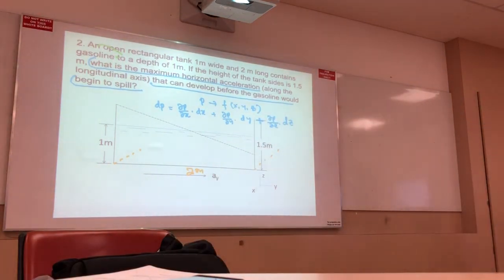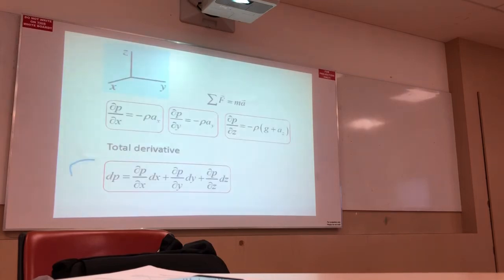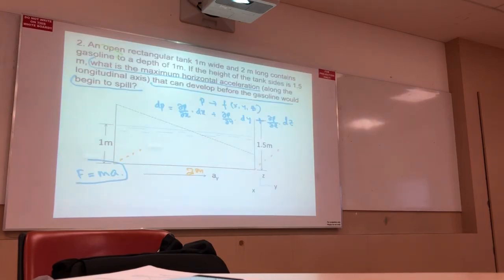So from Newton's law of motion, you know F equals ma, right? From that concept, I can write ∂P/∂x minus rho times acceleration in the x direction.